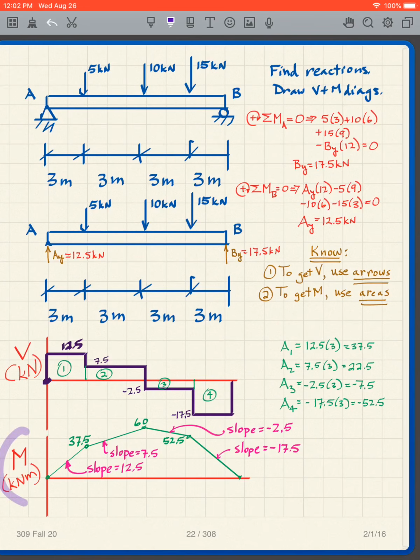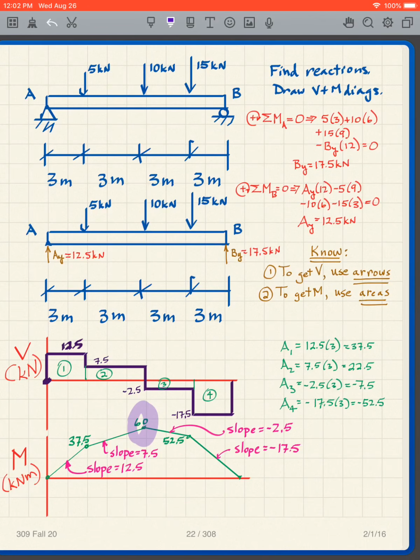Now we look at the moment diagram, and the same thing. I can immediately see the location of the greatest moment. The greatest moment is 60 kilonewton meters right there. So what does that mean? That means that this location in the beam, if our beam were going to fail in moment, it would be at this location right there. Right? In this particular case, it's the center.